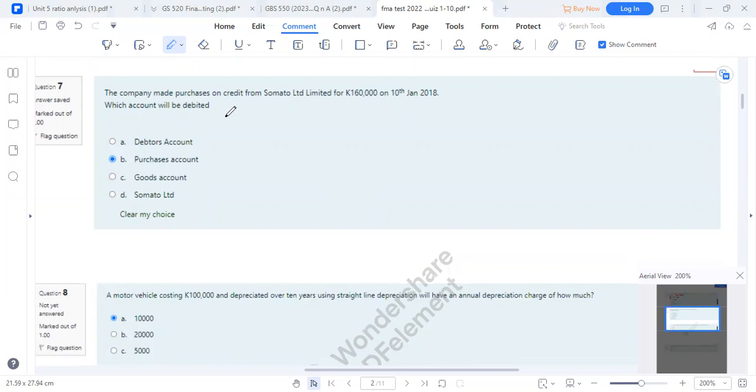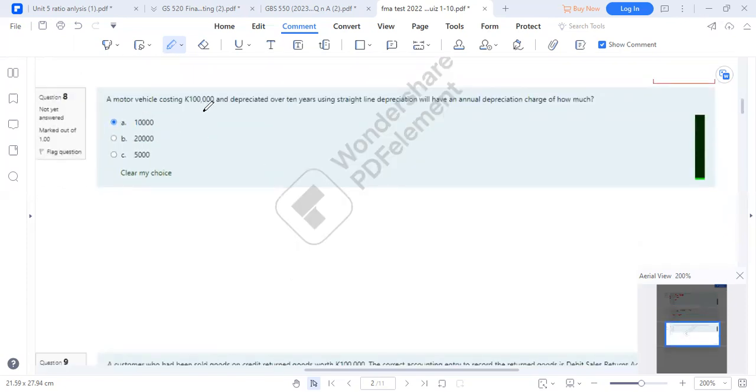The company made a purchase on credit from Somato Limited, 160,000. Okay, so we are looking at a ledger account. So which account has to be debited? So we know pairs, we always debit what? Purchases. So we have two accounts, purchases account and Somato Limited. Somato Limited is a creditor. So to increase creditors, we credit it. But which account are we going to debit? The purchases account. So we have B.